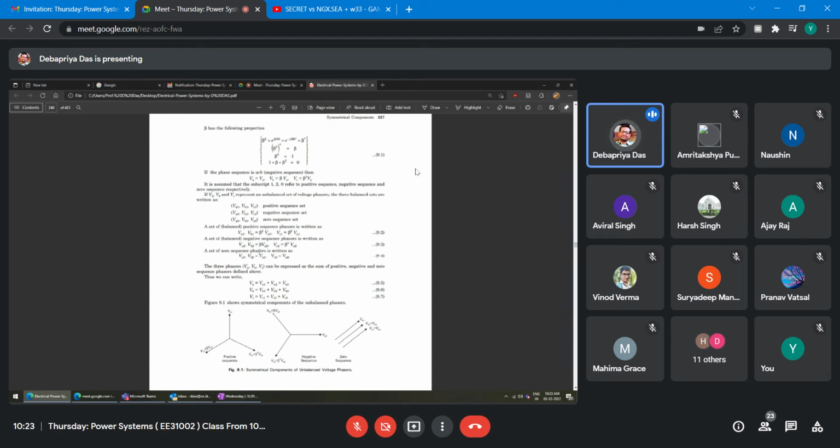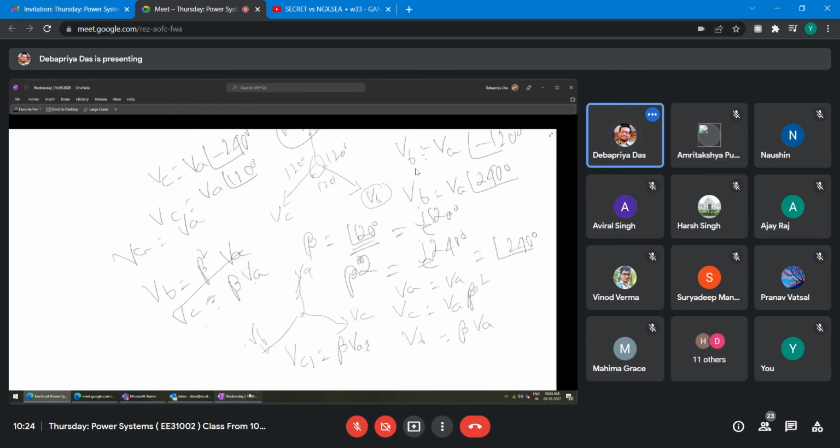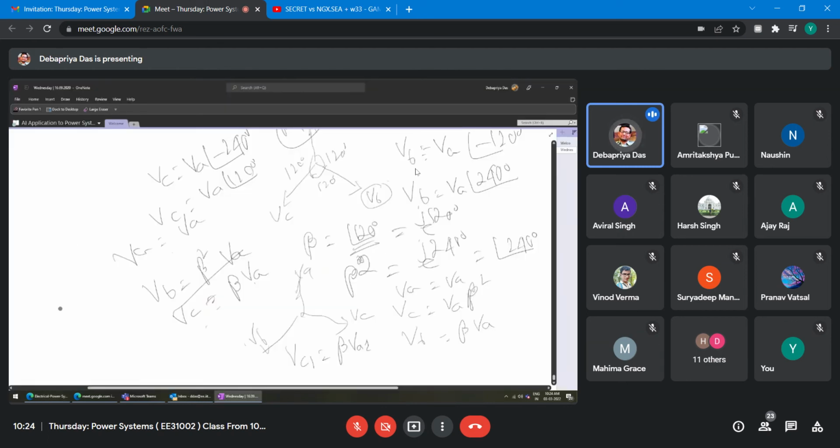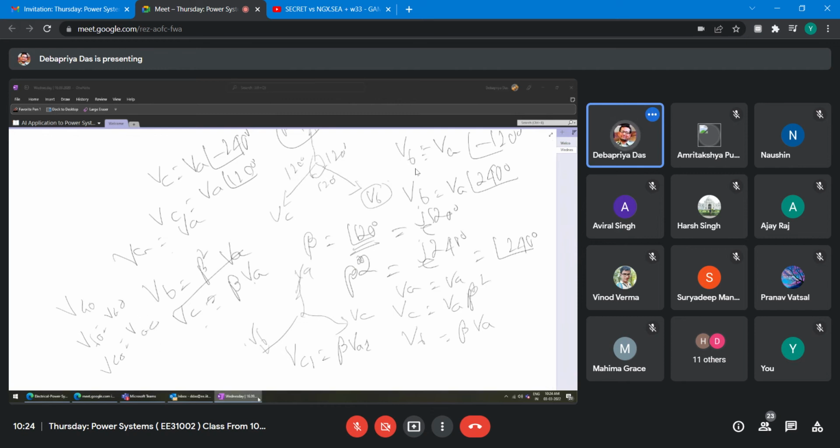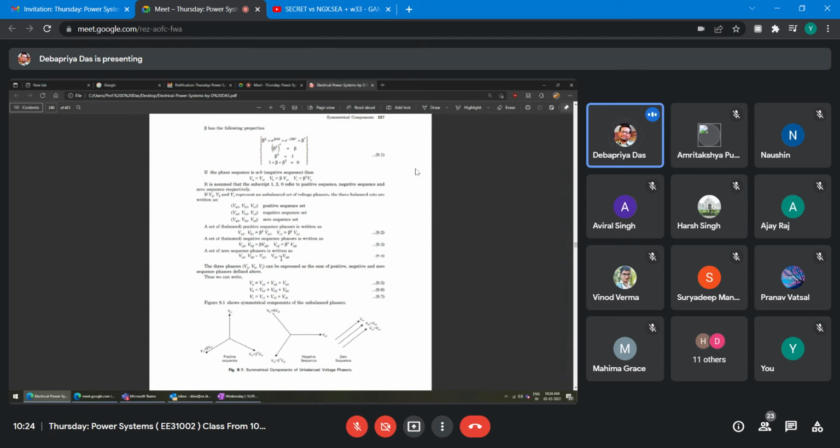And for the set of zero sequence phasors, that is VA0, VB0 is equal to VA0, and VC0 is equal to VA0. Here, because of a printing error, it is mistyped. For zero sequence, all are the same. It is VA0, then VB0 is equal to VA0 and VC0 is equal to VA0, right?